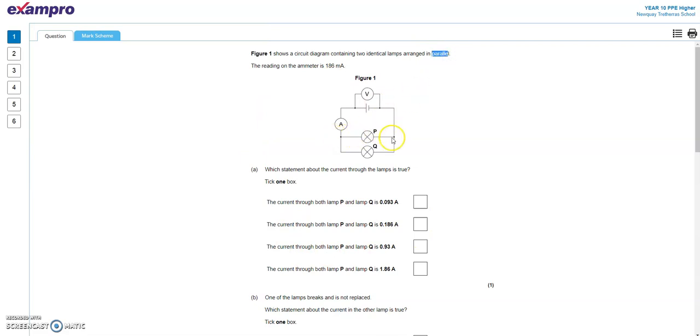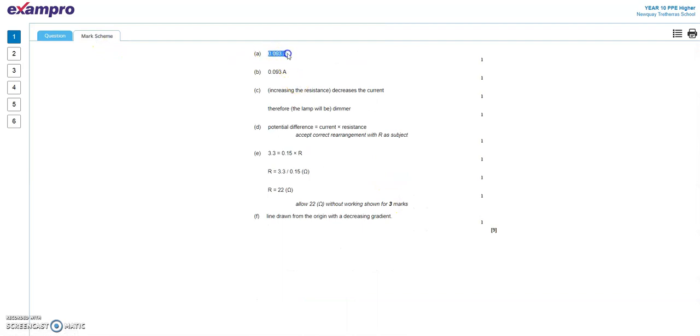So at these junctions, the current will split up. If we start with 186 milliamps, it will split up between P and Q. Sorry, you'll get 93 milliamps going between those two junctions. So 93 going through P and 93 going through Q. But I don't have an answer of 93, because all these are in amps. Like I said, I've got to change those units. So the answer is 0.093 amps, just like it says in the mark scheme here.